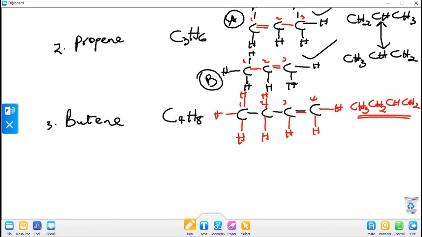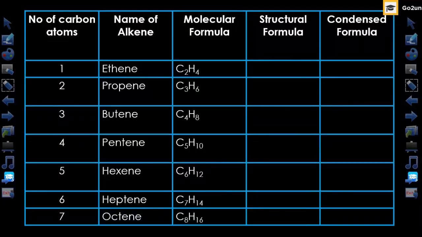So, having seen that, we will now expect the students to attempt to finish up pentene, hexene, heptene, and octene. These are the first 7 members of that homologous series, up to octene. So you can finish up pentene, hexene, heptene, and octene. And I think it will be so easy for us to go.